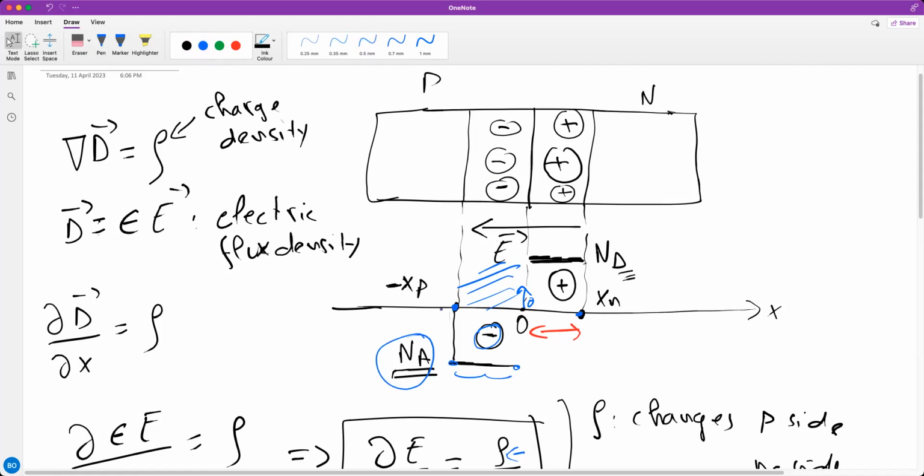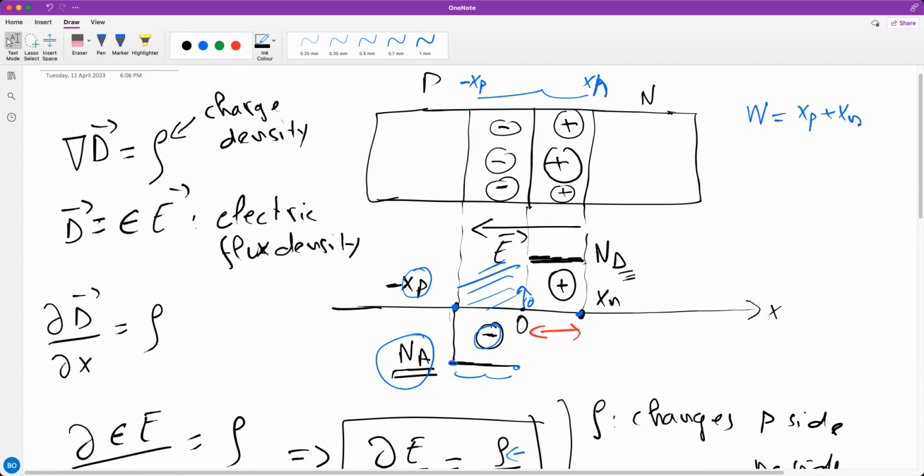The width of the depletion region goes from minus xp, which has a negative sign because it's on the negative x side, to xn. So the depletion region goes from minus xp to xn. Remember, the width of the depletion region will be xp plus xn, which we will talk about later.